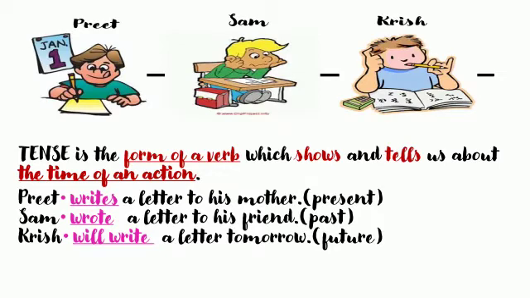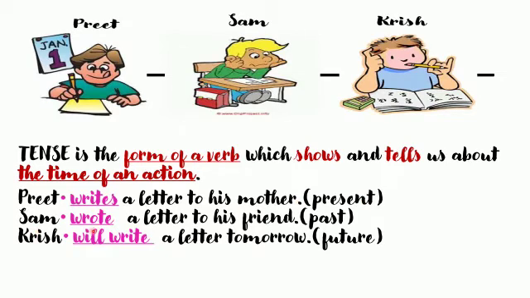So as you see this, Preet writes a letter. So we can see the action that Preet is doing. He's still writing a letter. What about Sam? Sam has finished writing a letter to his friend. And the third one, he has not even started, or he must have written something and he will write a letter. So the action which tells you write or writing is the action happening in the present. So that is present tense.